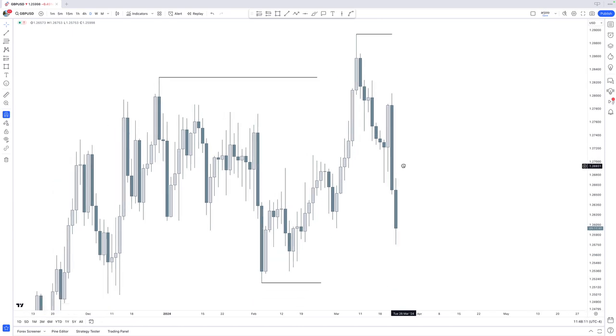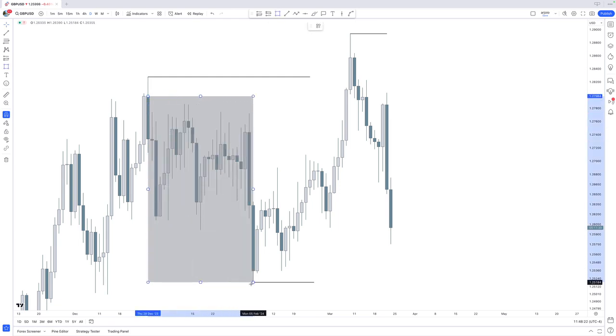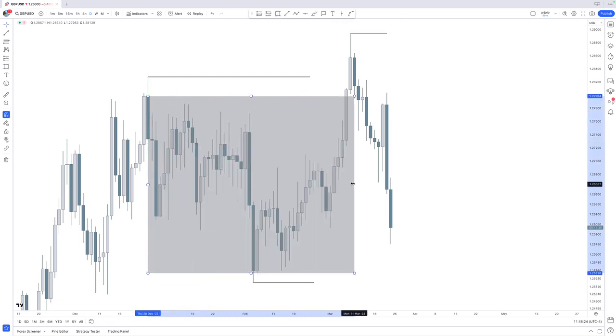So right here, we now have this intermediate high and that intermediate low. And the reason I emphasize that so much: that intermediate low is not necessarily protected. The fair value area is protected, as in, we should offer fair value to continue higher off of that.